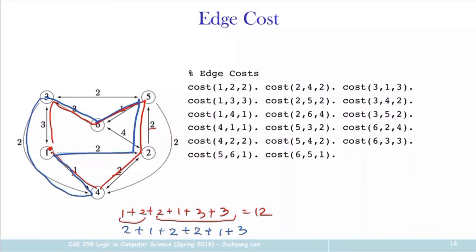So this is 4, 4, 3. 8 plus 3 is 11. So 11 is a more optimal plan here. Can we beat this one?